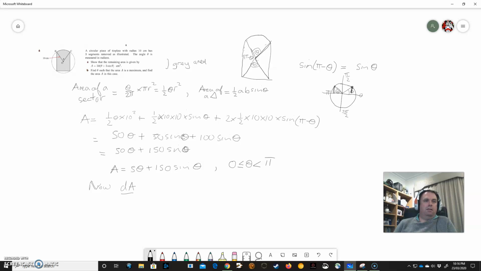Okay, so now we've got to find dA/d theta. So dA/d theta is going to be 50, plus 150 cos theta. Now you're going to let that equal 0. We'll just draw a quick sine diagram, which is very, very difficult to do at this stage. I'll put that there. Okay, when would this equal 0?